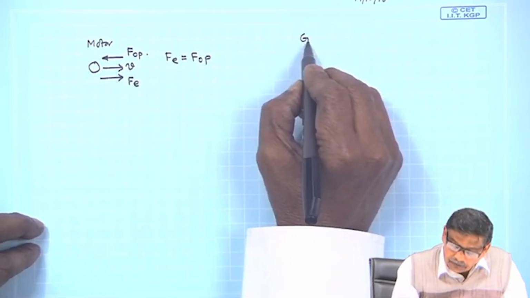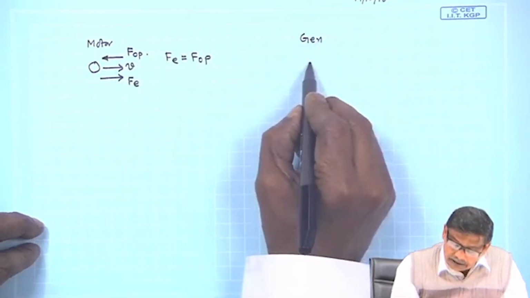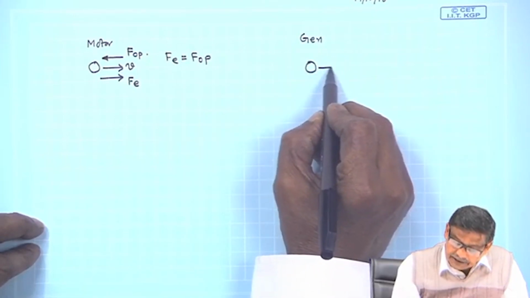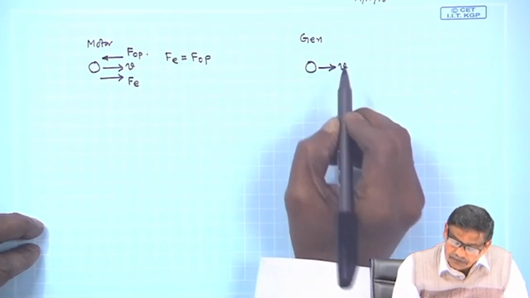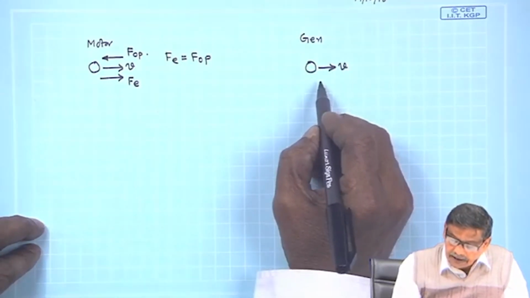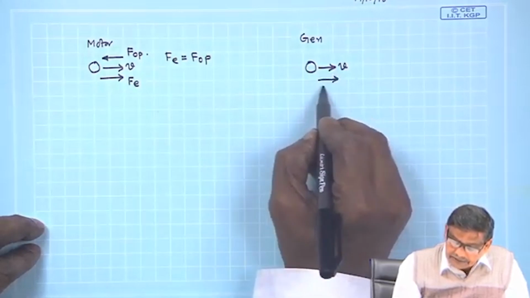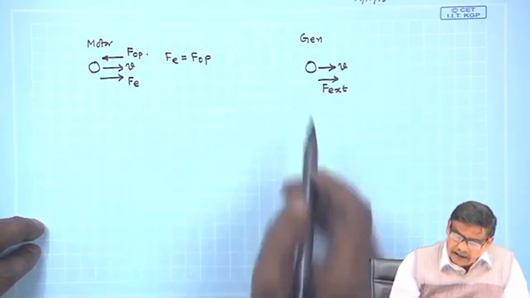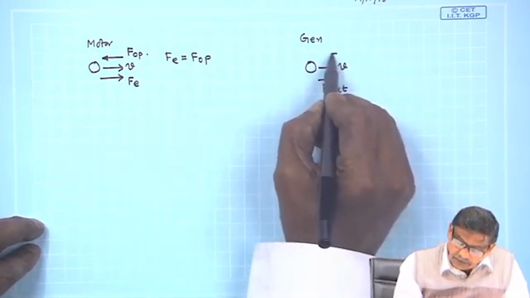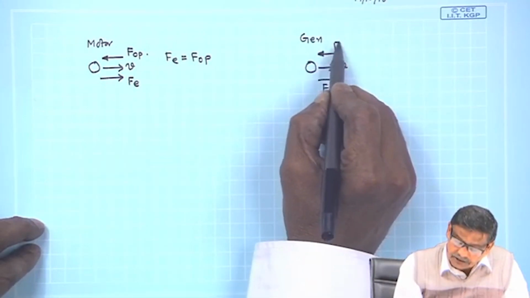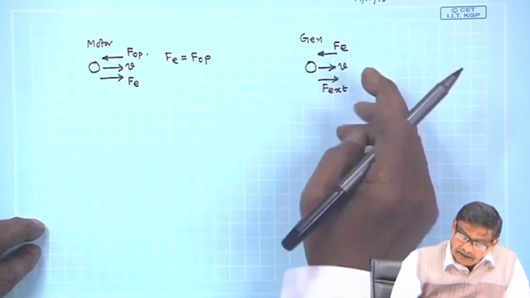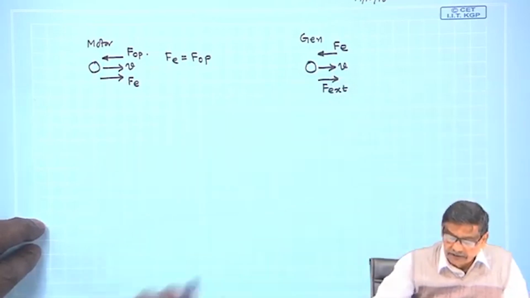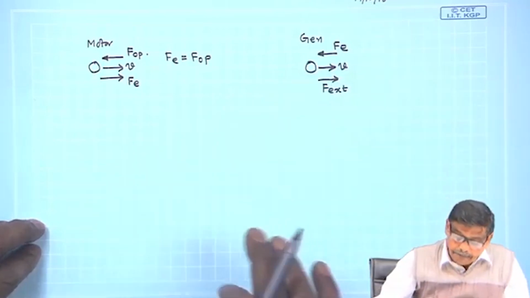For generator mode, it will be like this: the direction in which it will move is decided by the external force I have applied, and the electromagnetic force will be in the opposite direction. When these two are equal, it will run at a constant velocity v.